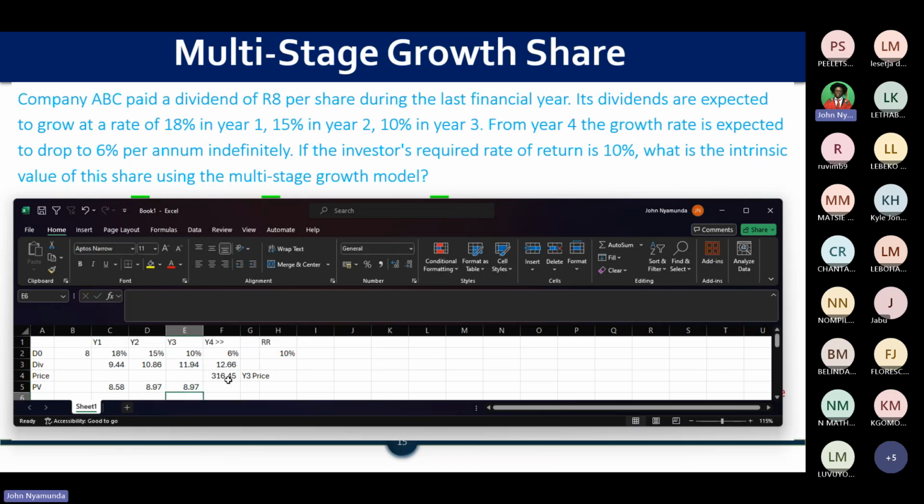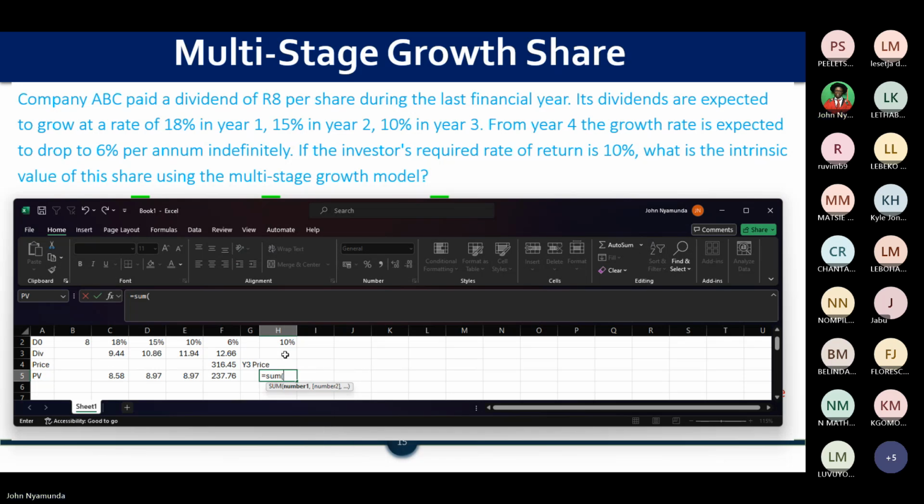Then this is the price in year number 3. So we are also going to say equals to this price, the present value, divided by 1 plus 10%, close bracket, to the power of 3, because it's the year. Then what is the final price? The final price is only equal to the sum. We are adding everything here.